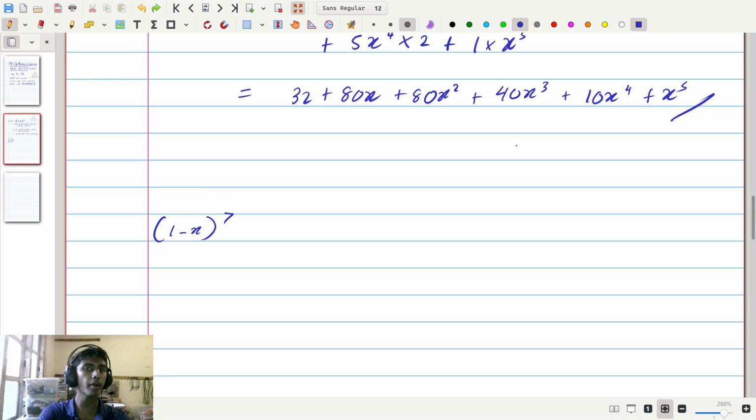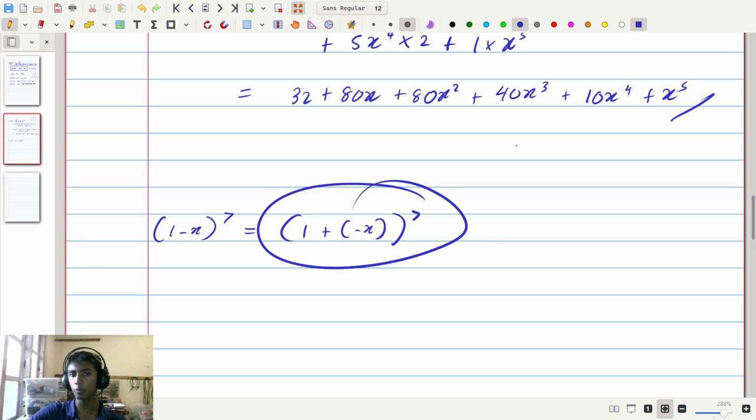So in order to use the binomial expansion, what we need to do here is to convert this into the form of (a plus b) to the power of n. Doing so, we can see if we convert this into the form of (a plus b) to the power of n forcefully, we get (1 plus negative x) to the power of 7. So now we can see if we want to apply the binomial expansion to this, we need to apply it taking a as 1, b as negative x, and n as 7. So that's exactly what we're going to be doing here.